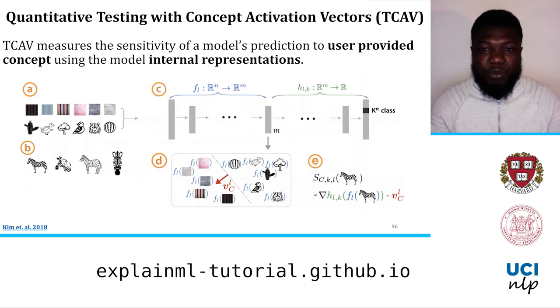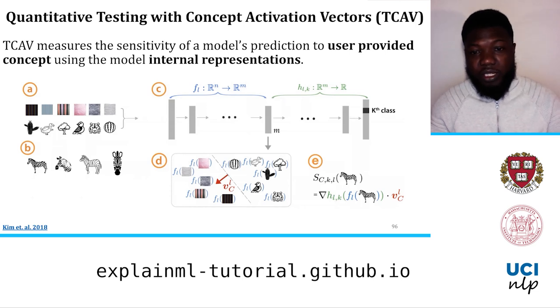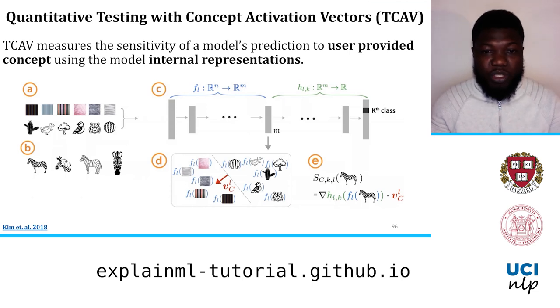So TCAV works by collecting images for a concept of interest. You also collect a different set of images for random concepts that don't contain the concept that you're interested in. You then feed those images into the network and collect activations across different layers for these different images. And then with these activations, you train a linear model to separate your concept of interest, stripiness in this case, from the random concept. Now you have a linear model that encodes for the concept of interest.